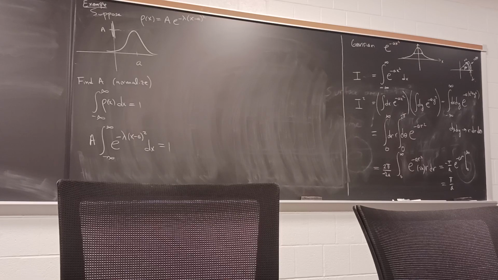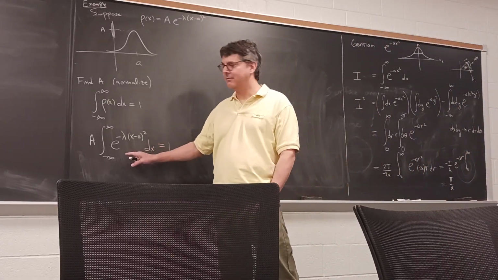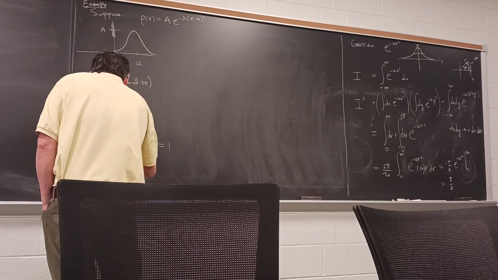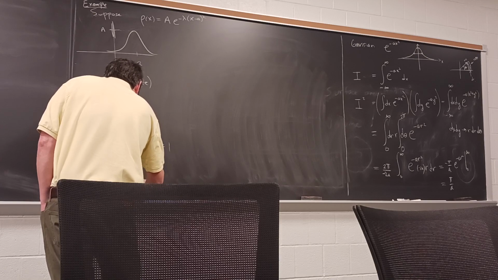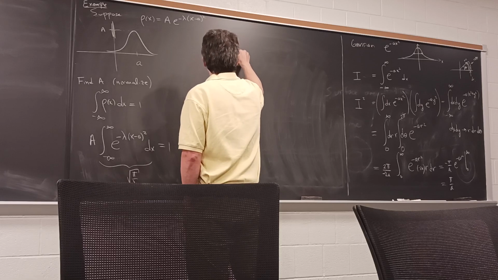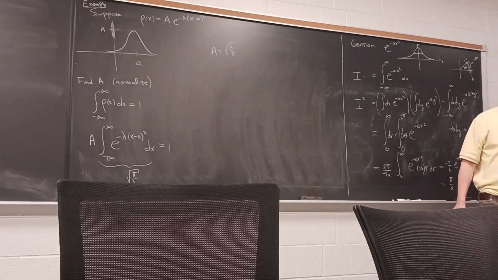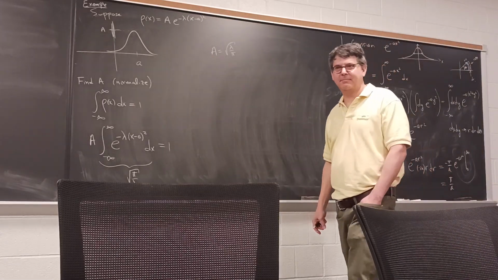Well, what is the integral? What's the value of this integral? It's pi over lambda, right? Why is that? Because he told us earlier. It's the square root of pi over lambda, right? So A is equal to the square root of lambda over pi. Okay, shifting it doesn't do anything to the area. Right.